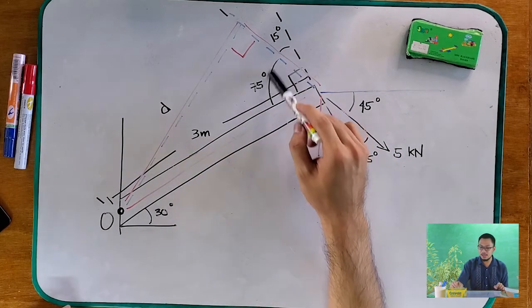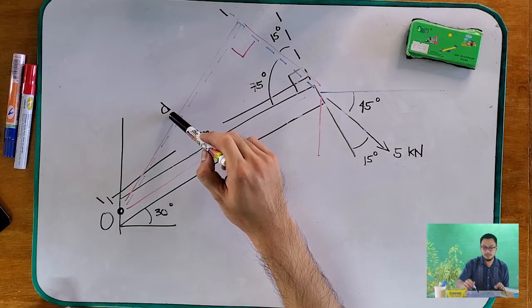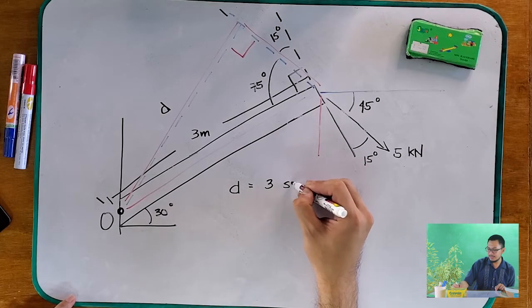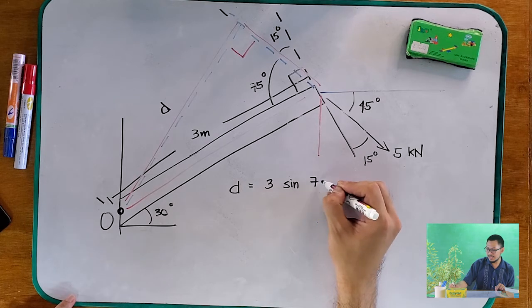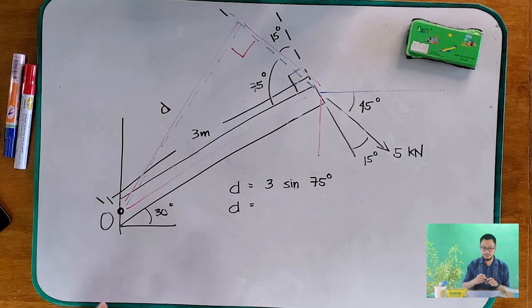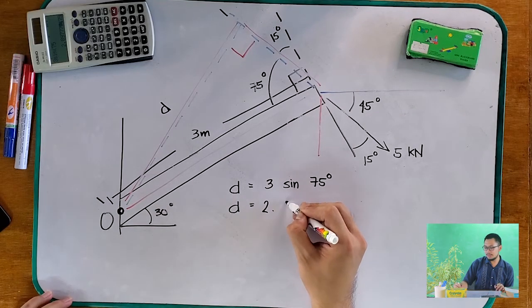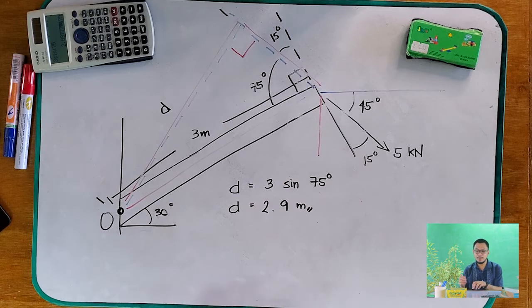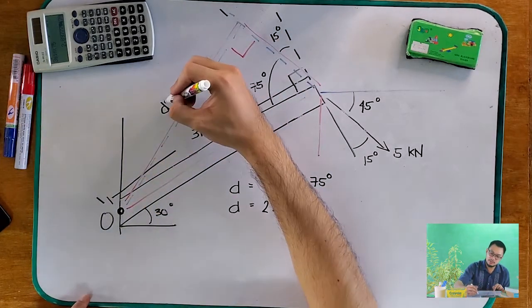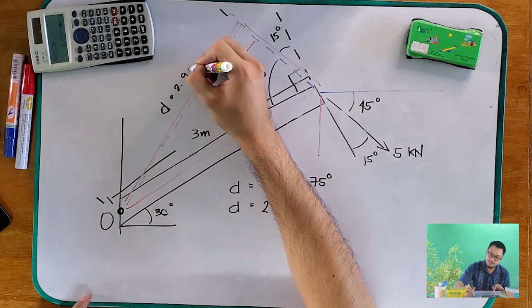And that is angle opposite over hypotenuse. So therefore, your D can be determined as 3 sine of 75 degrees. So therefore, you can solve for D as 2.9. Okay? And again, that is your D. 2.9 meters.